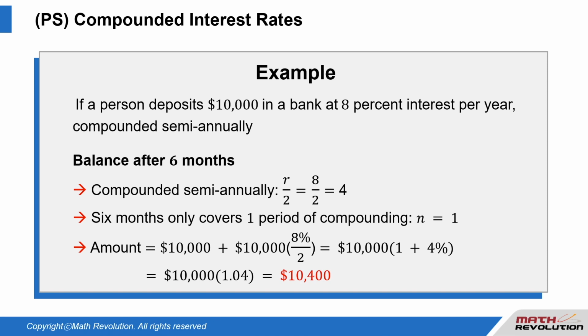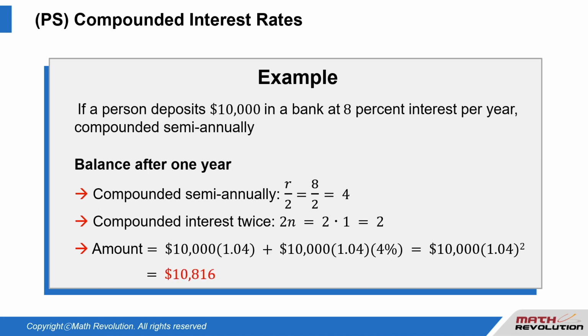Thus, amount equals $10,000 plus $10,000 times the whole 8% over 2, equals $10,000 times the whole 1 plus 4%, equals $10,000 times 1.04, equals $10,400. Balance after 1 year, compounded semi-annually, means that R is 8 over 2, or 4%.